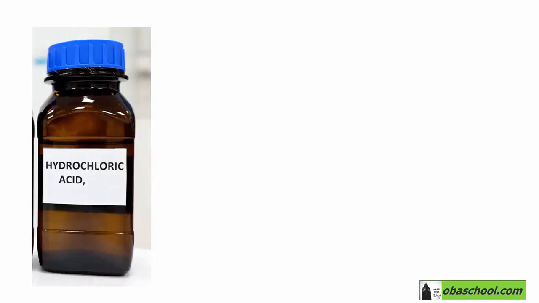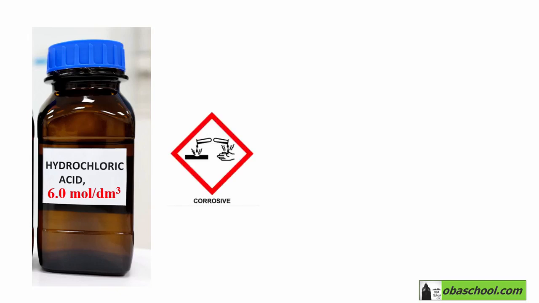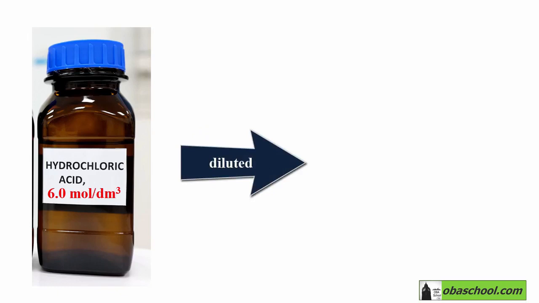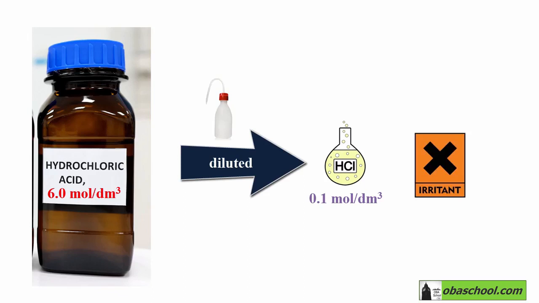For example, if we have a solution of hydrochloric acid, HCl, the concentration of this solution is 6.0 mol per cubic decimeter. This is relatively a concentrated solution and it's labeled as corrosive, so it's not safe to use this solution directly. However, when this solution is diluted by adding water to give a solution of 0.1 mol per cubic decimeter hydrochloric acid, it only requires labeling as irritant and thus it's safer to use.